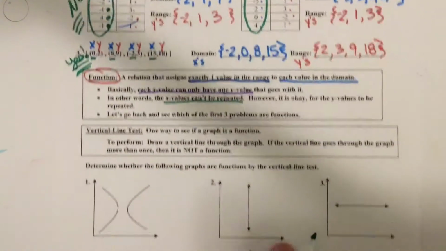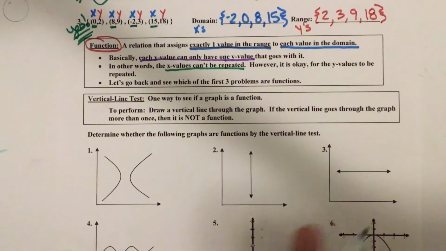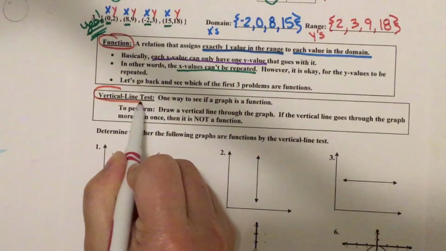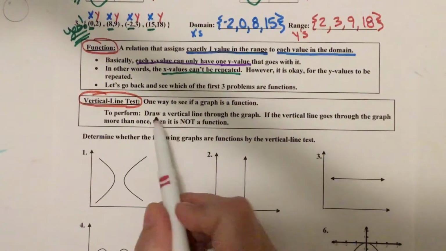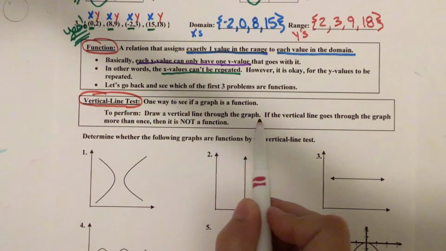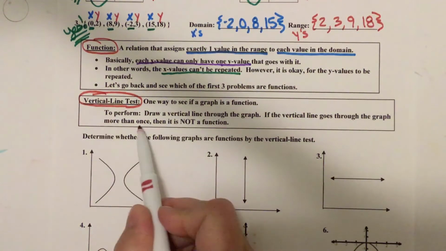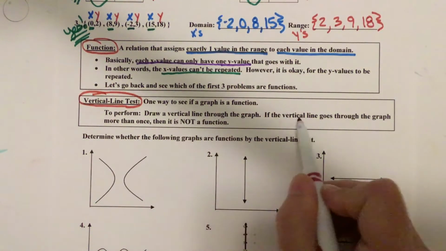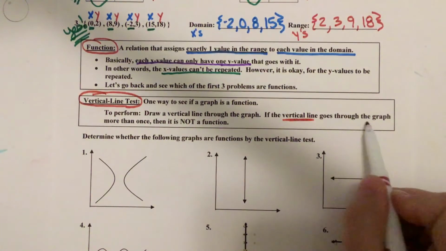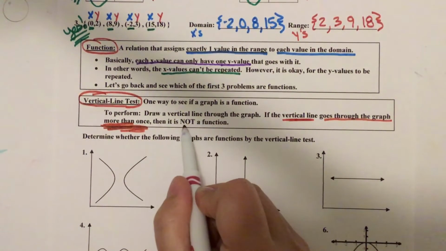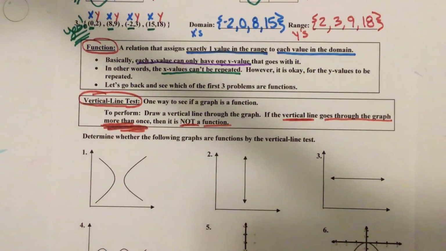Okay, the next thing up is called the vertical line test. This is another way to figure out whether you have a function or not. So the way it works, you draw a vertical line anywhere through the graph, and if the vertical line goes through the graph more than once, it's not a function. So if any vertical line you can draw goes through the graph more than once, it's not a function.